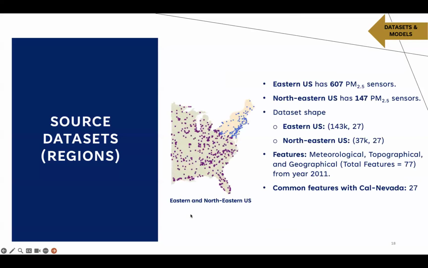So the source data set that we used was the Eastern US data set. Let me rephrase. We used two kinds of source data set. One was the Eastern United States and the other one was Northeastern United States. So the entire of this region is the Eastern United States, and just this yellow region is the Northeastern United States. Eastern United States had 607 PM2.5 sensors. Northeastern had 147 PM2.5 sensors. The data set shape was accordingly, and it was again from the year 2011.